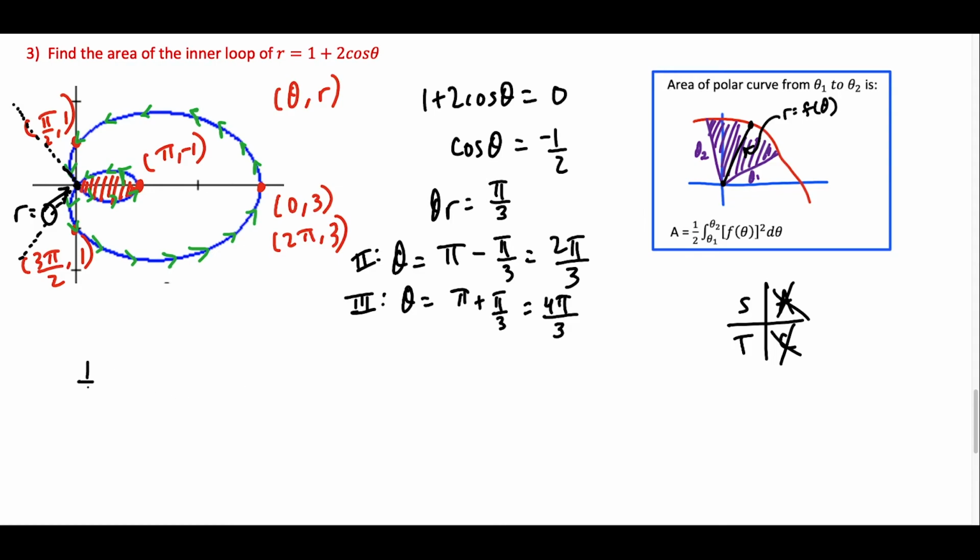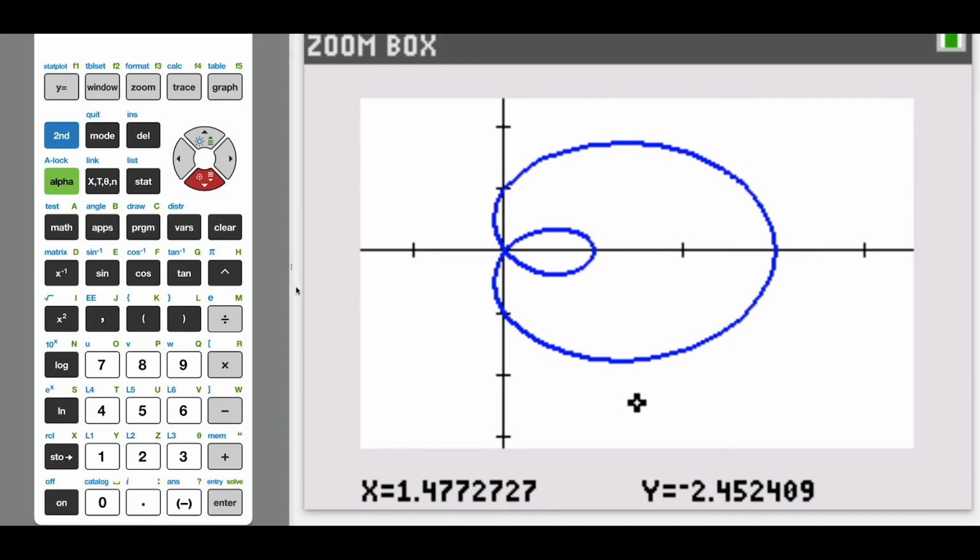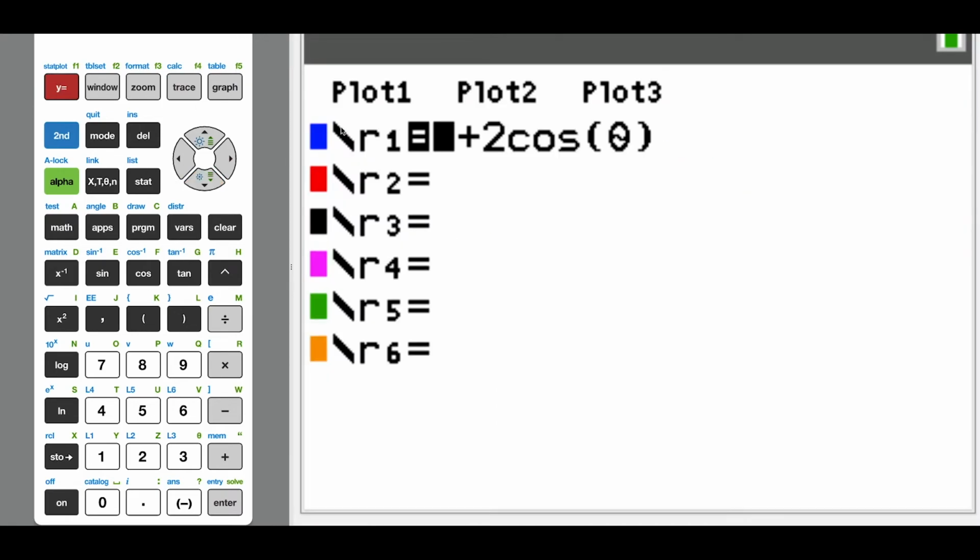So the area is going to be 1/2, and now we have the integral going from 2 pi over 3 to 4 pi over 3, and our function of theta is 1 plus 2 cosine theta. And now we have this squared d theta. So evaluating this integral is going to be all we need to answer this question. So now if we want to find the answer to that integral using just the calculator, notice we have our curve already typed in, the y equals. So just remember R1 is our function.